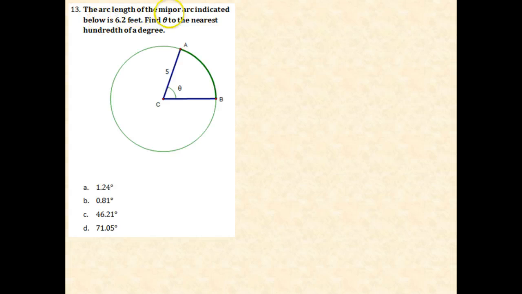The arc length of the minor arc indicated below is 6.2 feet. So 6.2 feet there. Find theta to the nearest hundredth of a degree. Well, let's use s equals r theta. But we have to remember that this theta we get is going to be in radians. Then we're going to have to convert it to degrees. So the arc length is s, 6.2. The radius is 5.